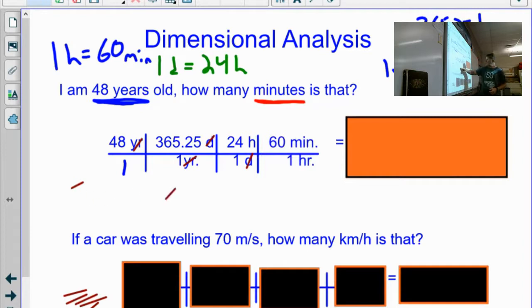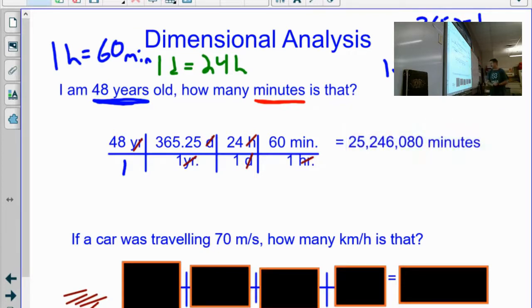This is going to be my final cancellation, that hours here will cancel out with hours here. And my answer will be in minutes, which is what I wanted my answer in. So now I've done everything right because my units tell me that I did it right. And then I've just got to go through and do the math. This times this times this times this divided by this. Well, everything down here is 1. So it's just an easy way of multiplying out. And you come up with, I'm pretty old.